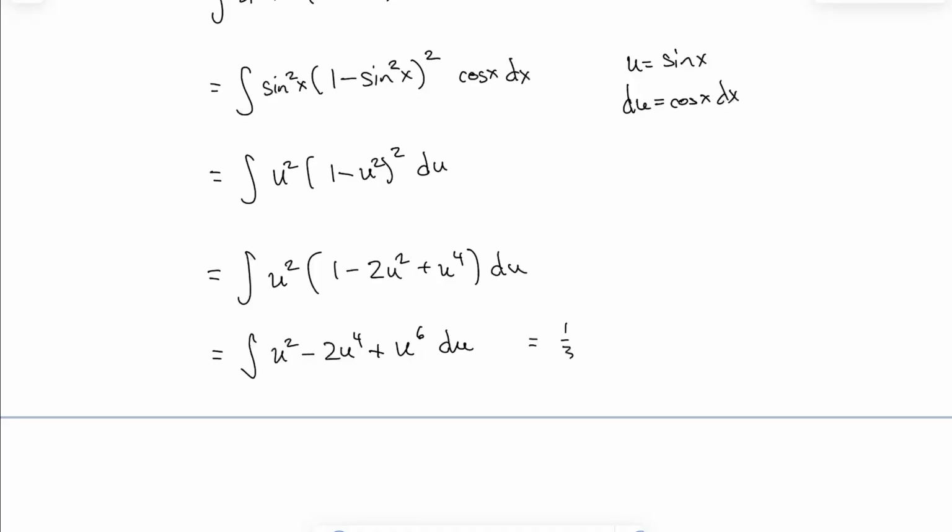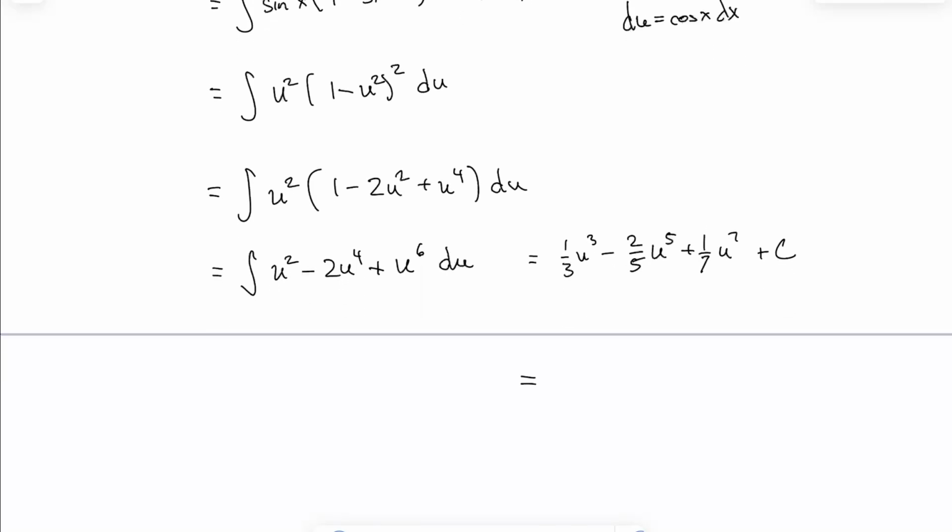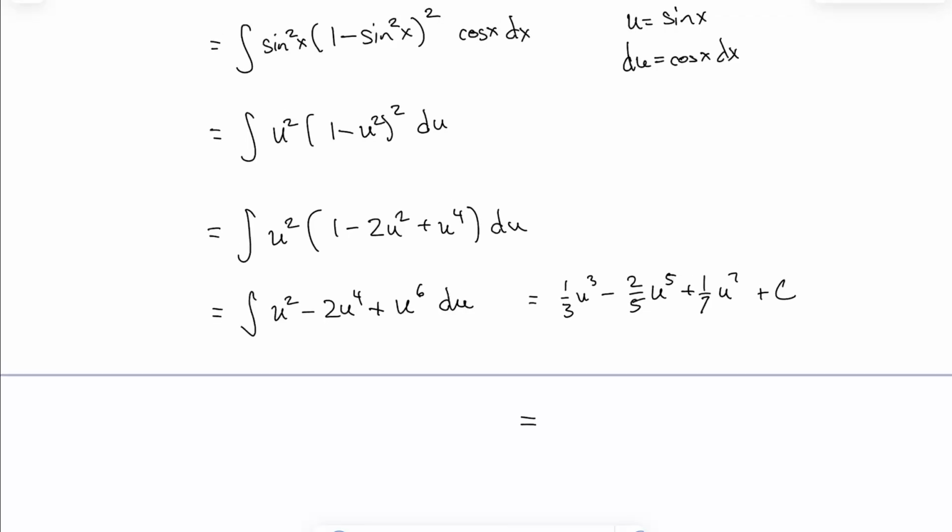I go 1/3 u cubed minus 2/5 u to the 5 plus 1/7 u to the 7 plus c, and then finally plug back in. The original variable was u equals sine x. So my final answer: 1/3 sine cubed x minus 2/5 sine to the 5th x plus 1/7 sine to the 7th x. That's that.